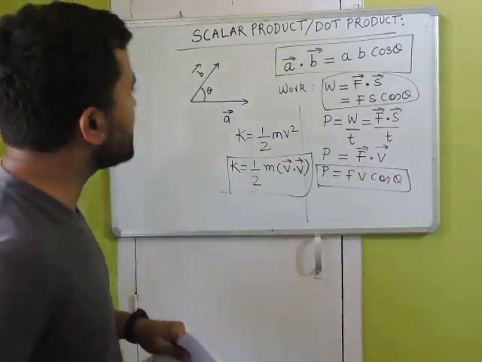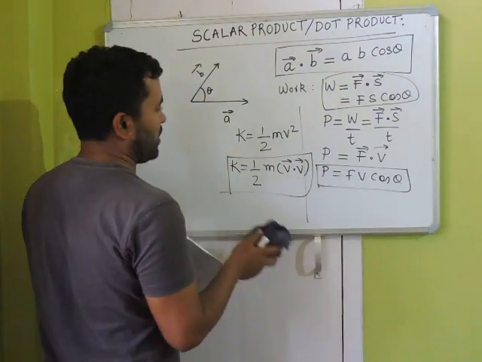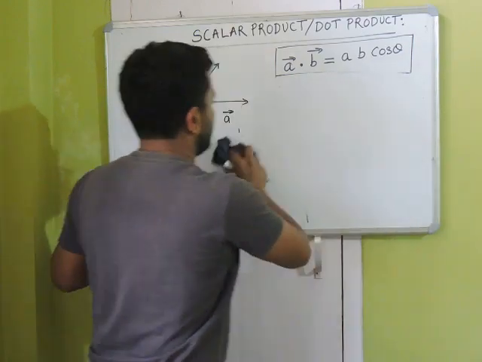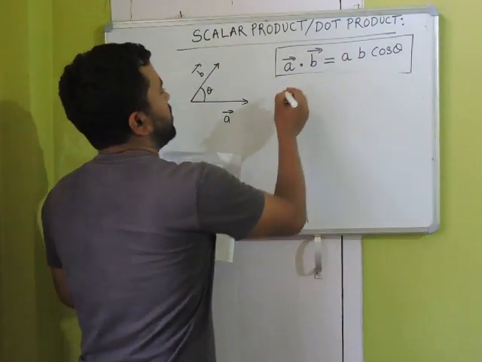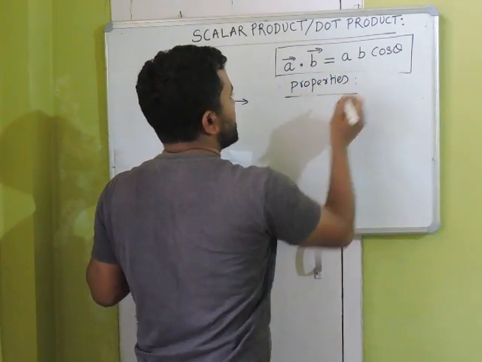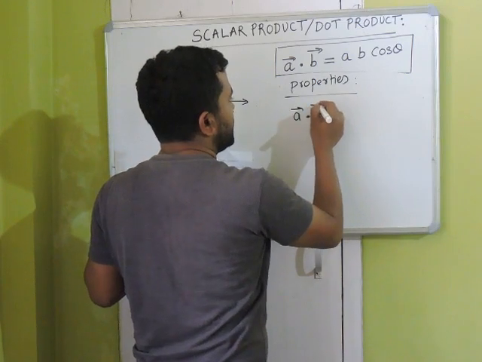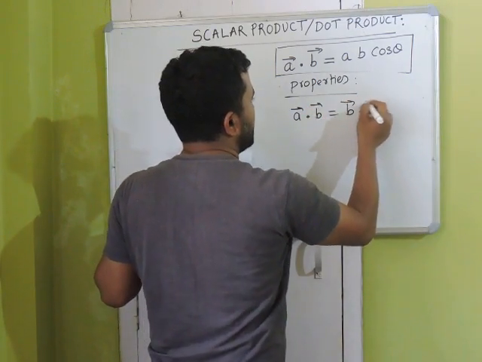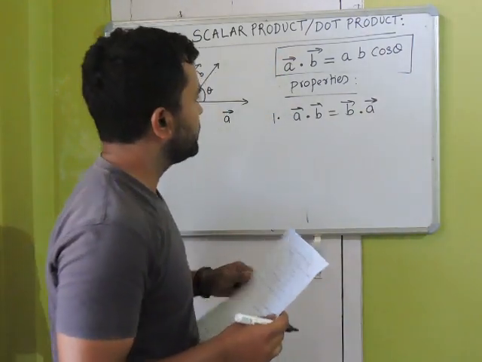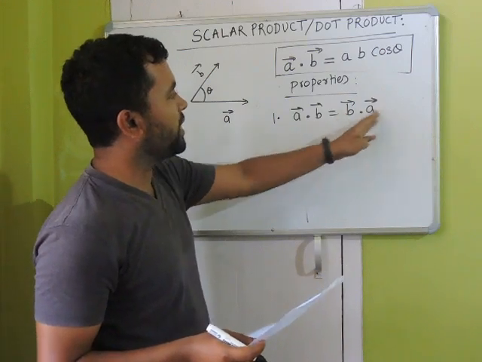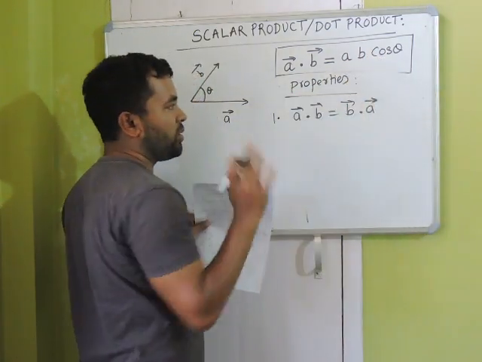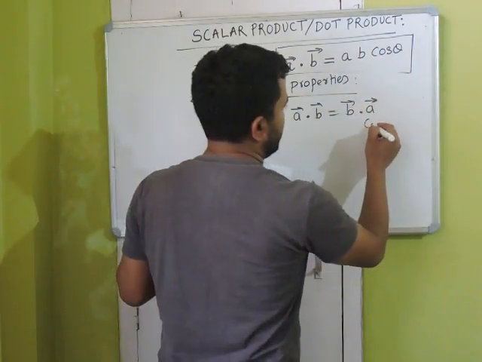Now there are some properties associated with this scalar product. First property is A dot B is equal to B dot A. This is called the commutative property. If you find A dot B and B dot A, it comes out to be the same. A dot B is AB cos theta, B dot A is also AB cos theta. This is the commutative property.